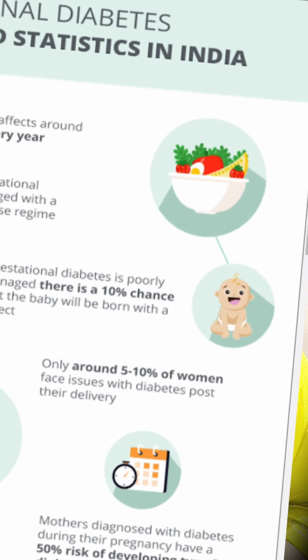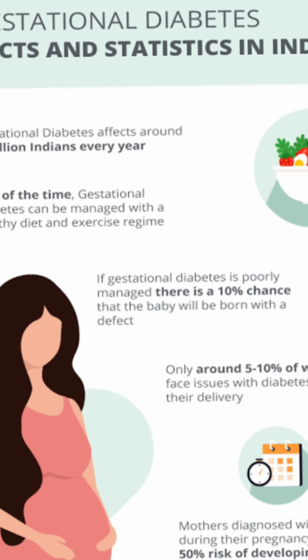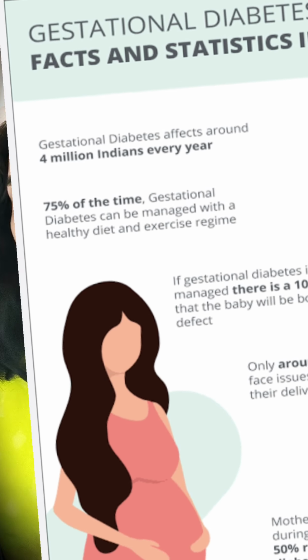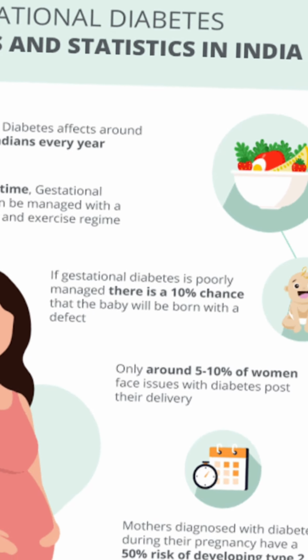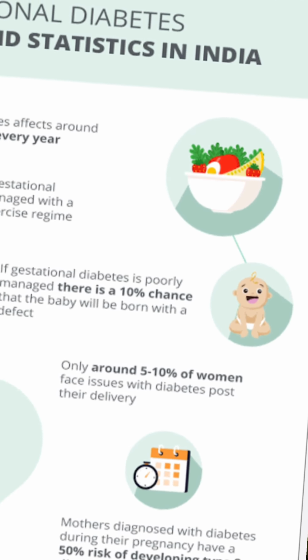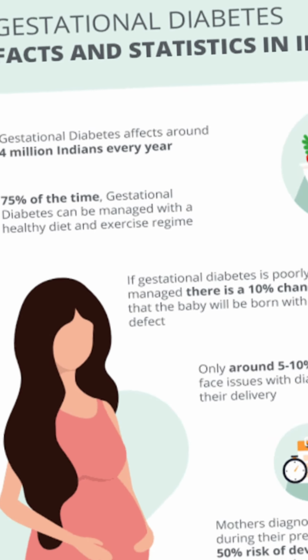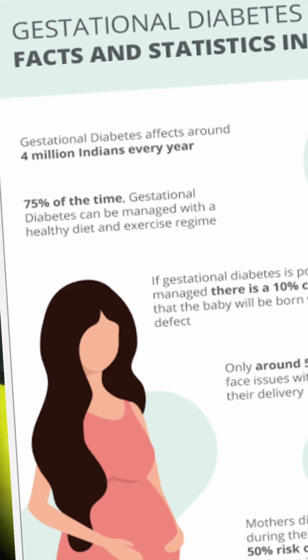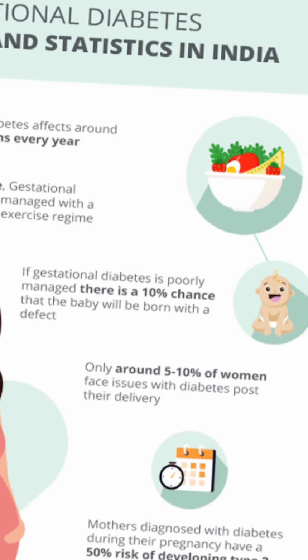Screening for GDM is ideally done in the first trimester, mainly to rule out pre-existing diabetes. Fasting glucose is equal to or more than 126 mg per dl. The random glucose is equal to or more than 200 mg per dl. HbA1c is equal to or more than 6.5%.